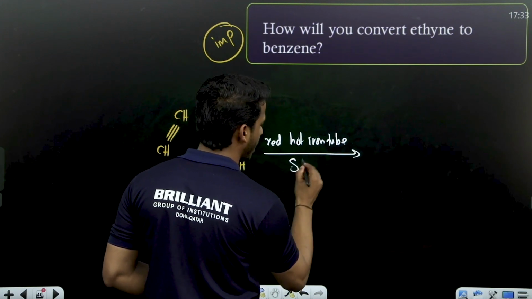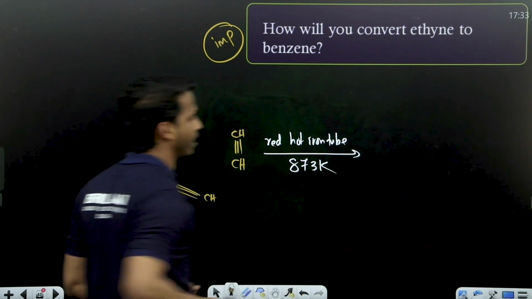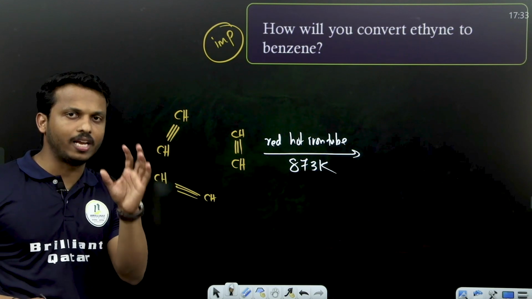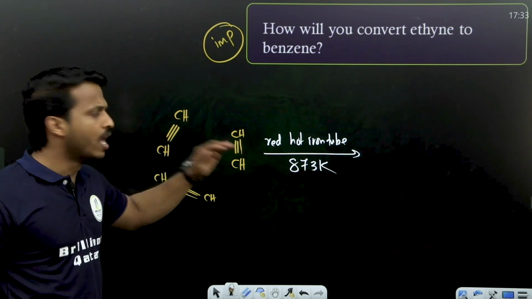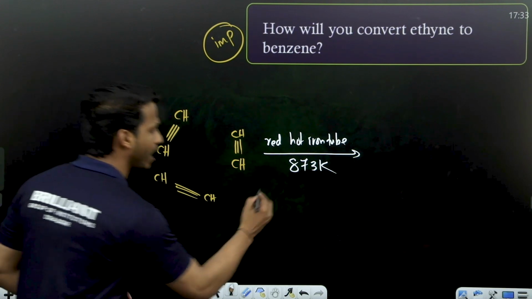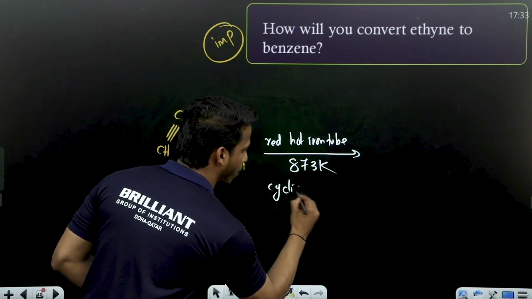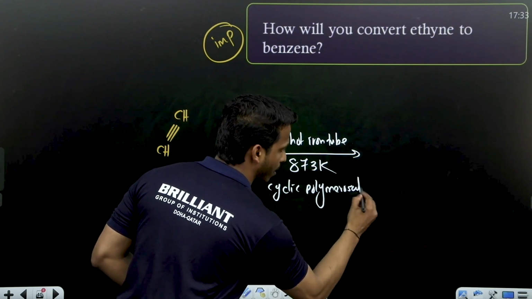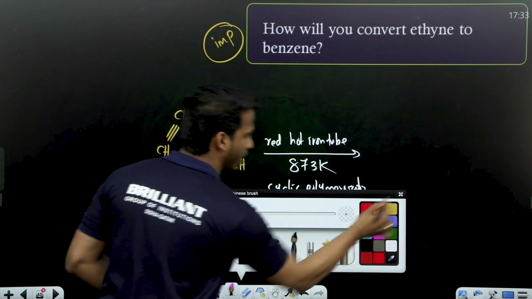At a very high temperature, 873 Kelvin. What are we doing here? Three molecules of acetylene or ethyne passing through a red hot iron tube at 873 Kelvin. What happened? It undergoes cyclic polymerization. What is cyclic polymerization?